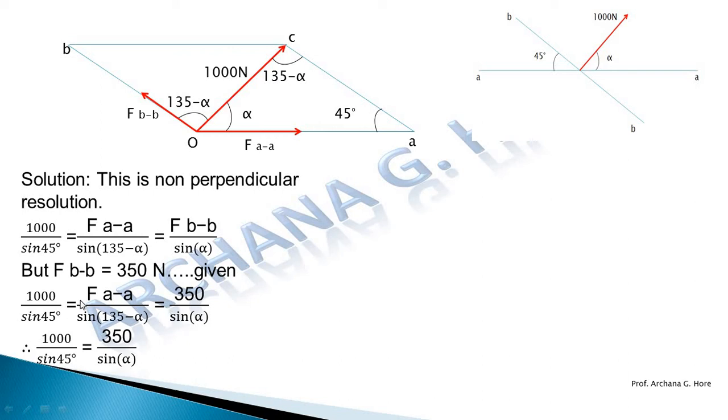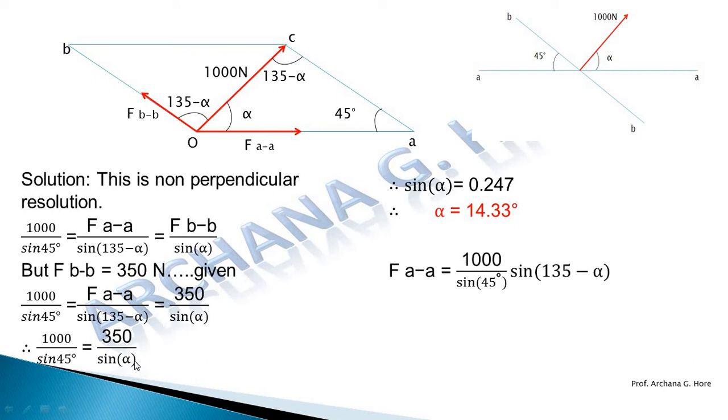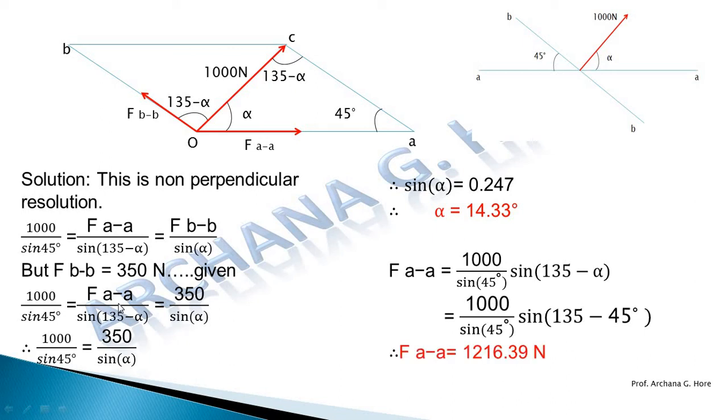So again here, 1000 divided by sine 45 is equal to 350 divided by sine of alpha. Here only one unknown is there, that is alpha, so we can easily find it. By simplifying, we get the angle alpha as 14.33 degree. Now put that value in the equation and by equating these two, we get the FAA component by simplifying those steps. So we get both answers, alpha and the component along FAA. That is the answer of this numerical.